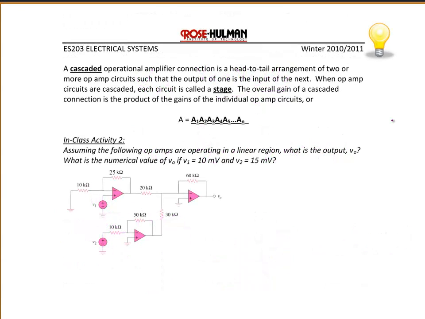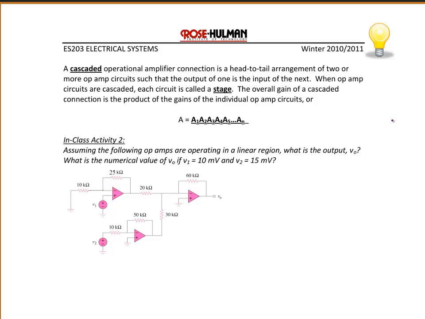So now let's look at the formal definition of a cascaded operational amplifier. It is a head-to-tail arrangement of two or more op-amps such that the output of one is the input of the next one. When op-amp circuits are cascaded, each circuit is called a stage, and the overall gain for the cascaded op-amp is a product of the gain for each of the individual stages. So for example, if the overall gain was A, then the stage gains would be A1, A2, A3, and so on. So let's look at another example.